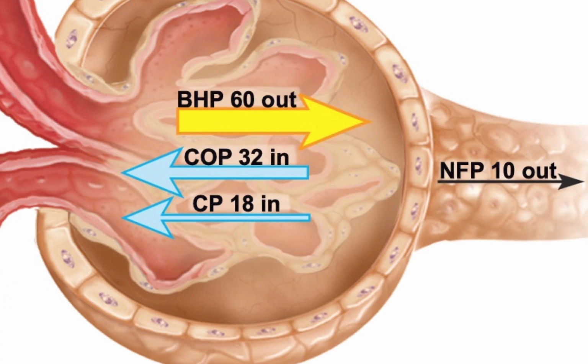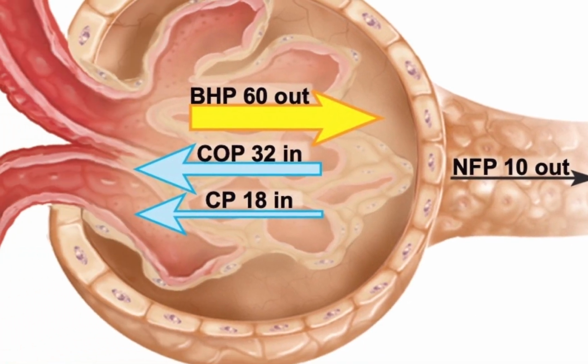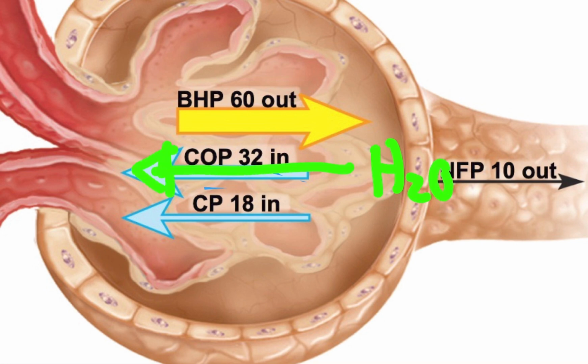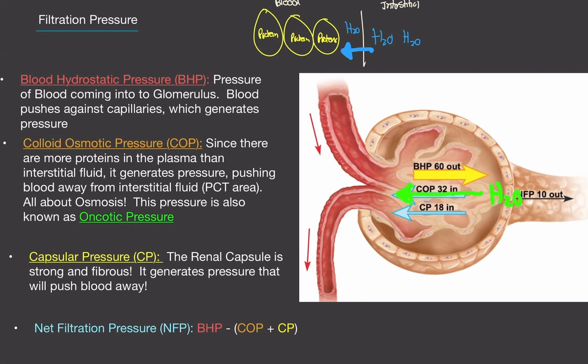So that's why the COP arrow is going this way, because the water is being pulled this way. That's messy, I probably can't even see that. Hold on, let me redraw this. Sorry about that. Let me do a different color, green. So water from the interstitial fluid is being pulled this way towards the proteins, which are located in the blood. This is like the shortcut to oncotic pressure. A lot of people really struggle with the different types of pressures. I think this is the best way to explain it. It's basically osmosis.